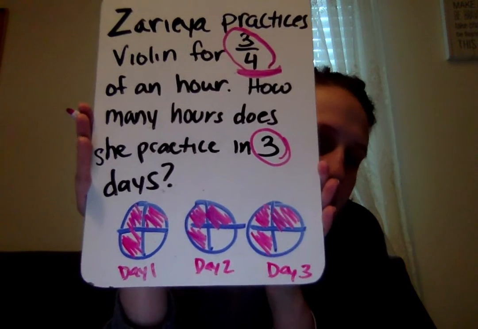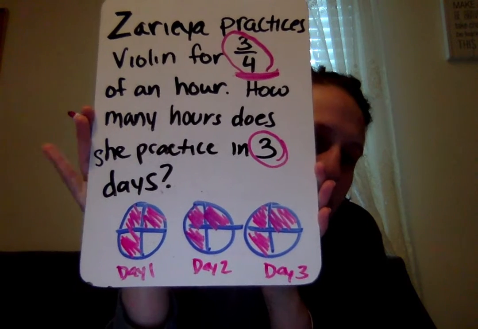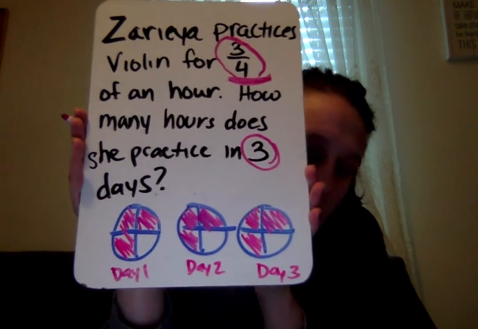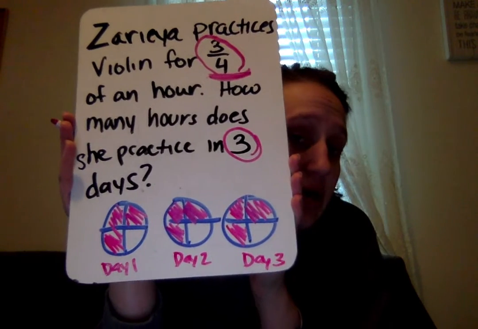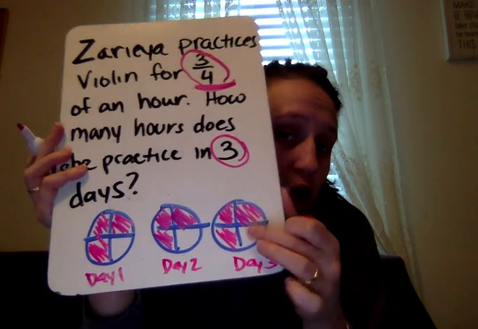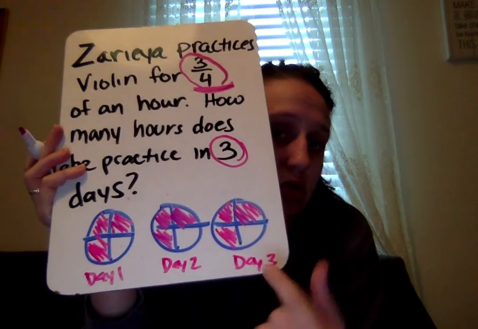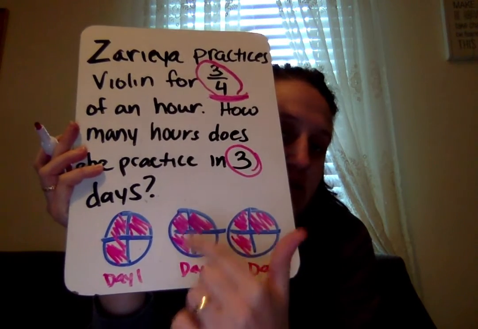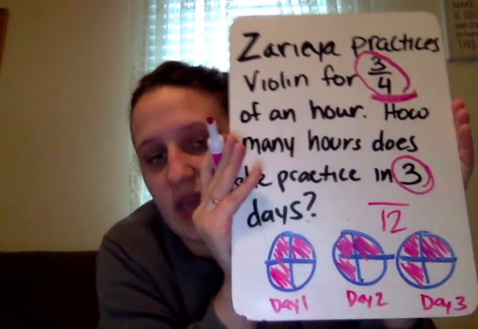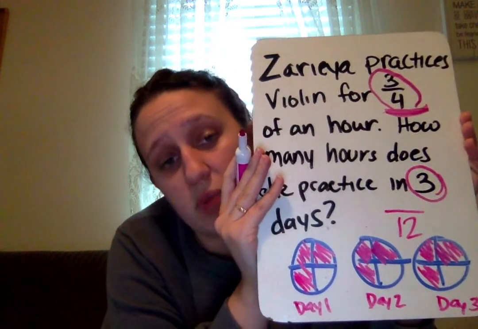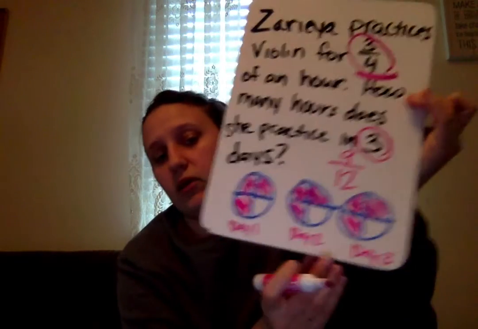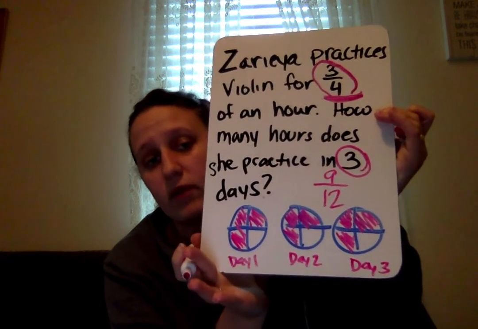And they're asking how many hours does she practice in 3 days? Now, what you could do is count up how many of these little triangles there are in total across the days. So that's 1, 2, 3, 4, 5, 6, 7, 8, 9, 10, 11, 12. So you would put down 12 as your bottom number because that's how many pieces we have. And as your top number, you'd count the pink. 3, 6, 9. Because we have 3 in the first one, 3 in the second one, 3 in the third one. All right, 9 12s.